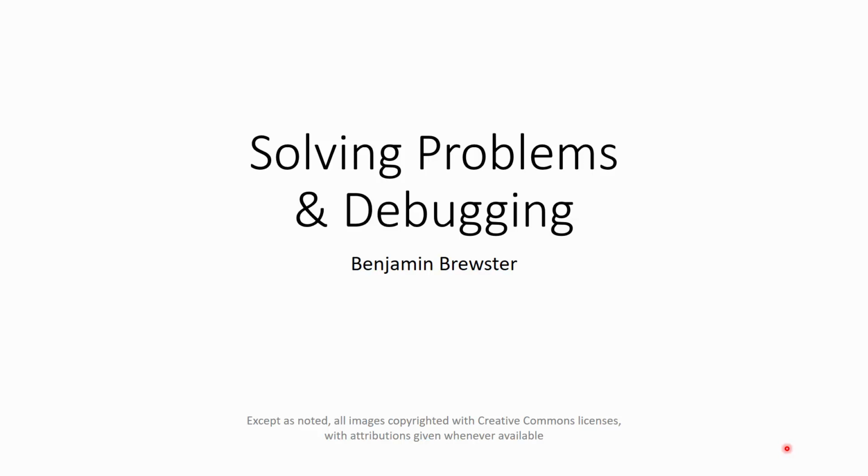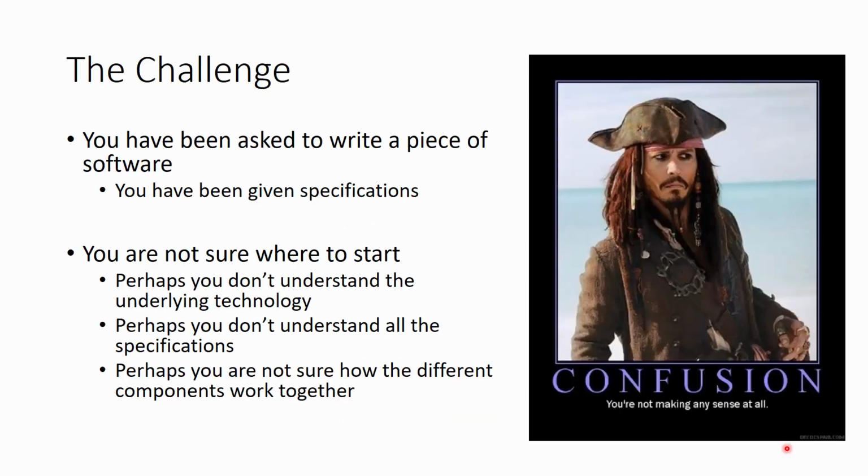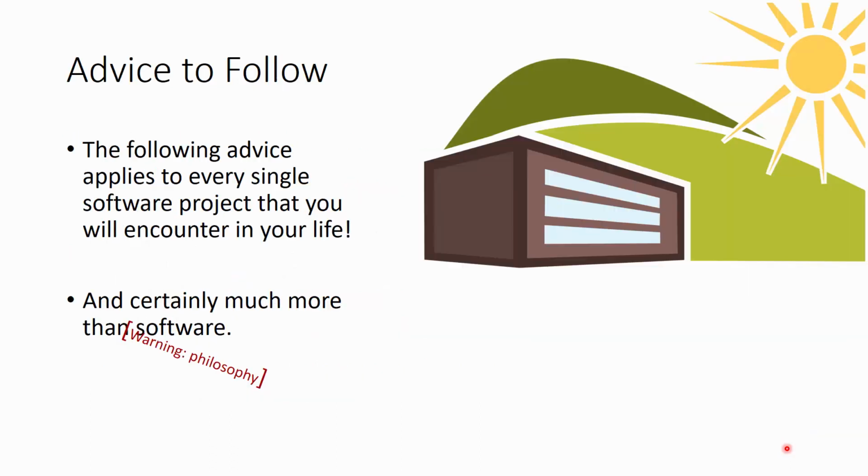So in this lecture we'll talk about that, and we'll talk about these things in the context of Program 1 and how we can get closer to getting that done. So our challenge for Program 1 is that you've been asked to write some software, you've got specifications for it, but maybe you don't understand the underlying technology. Maybe you don't even understand all the specifications, and maybe you're not sure how the different components actually work together.